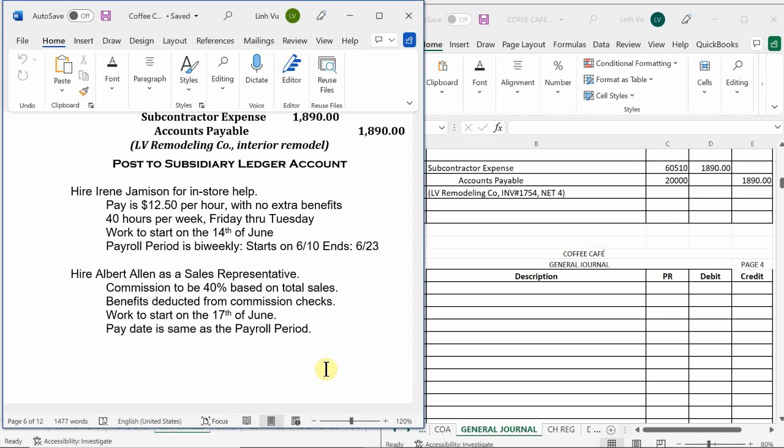Again, payday is the same day as the payroll period. That means, same as Irene, the payroll period is going to start on June 10 and end on June 23rd. He's also going to get paid the same exact time as Irene. Only difference is he's going to be calculated based on 40% of the sales that he earns. He's just an independent contractor working for me as a sales representative, earning 40% through commissions. So what do we do with Albert? How do I record him?